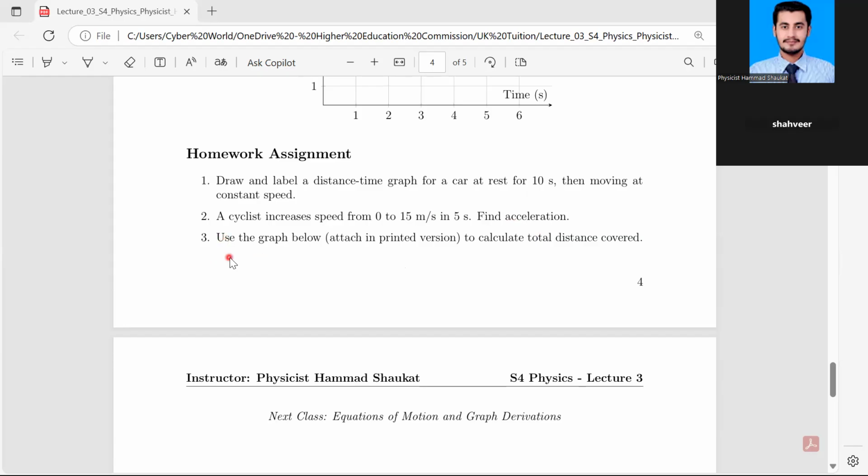And in the third question, use the graph attached in the printed version to calculate the total distance covered. The same graph you draw in the first question. This is basically a distance time graph, but here they are asking you to find the distance, the total area under the curve.